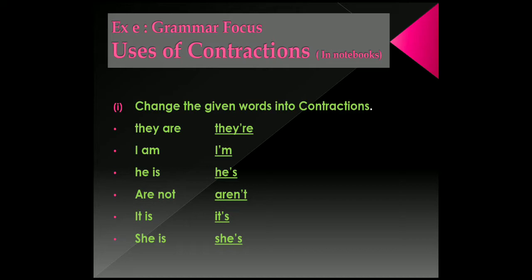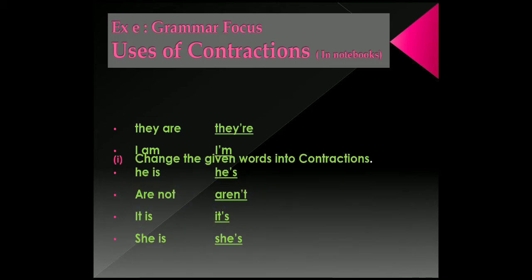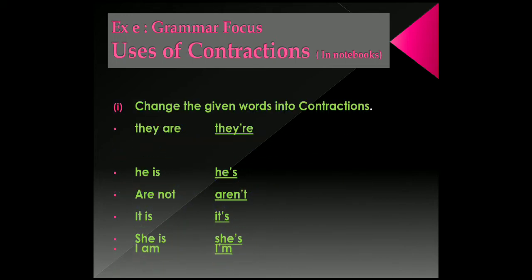Same thing. Now do this in your notebook. They are, I am, he is, are not, it is, she is. These are the 6 contractions, but there are many more. We are learning only 6 today. Hopefully you have done this.